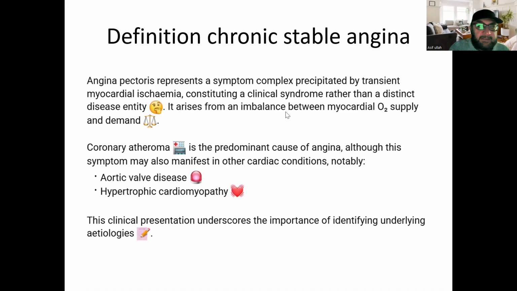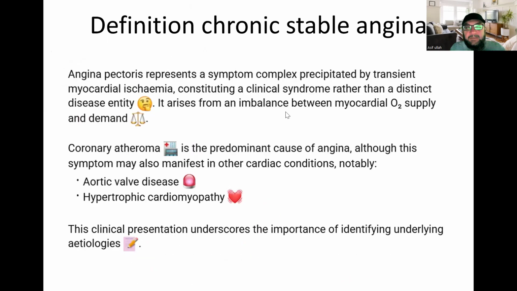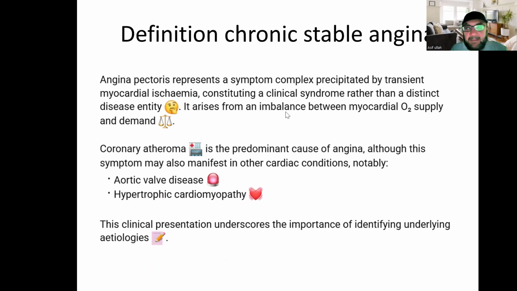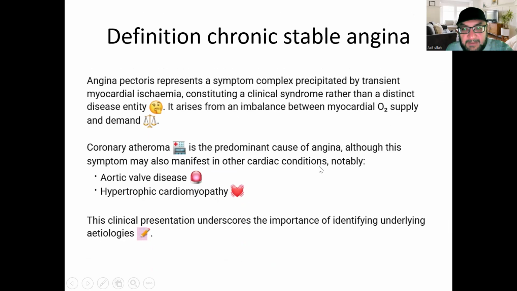The balance is disturbed. Coronary atheroma, as we know, is the predominant cause of coronary artery disease and so angina. Although the symptom may manifest in other cardiac conditions like aortic valve disease and hypertrophic cardiomyopathy, they can also produce angina. This clinical presentation underscores the importance of identifying underlying etiologies.